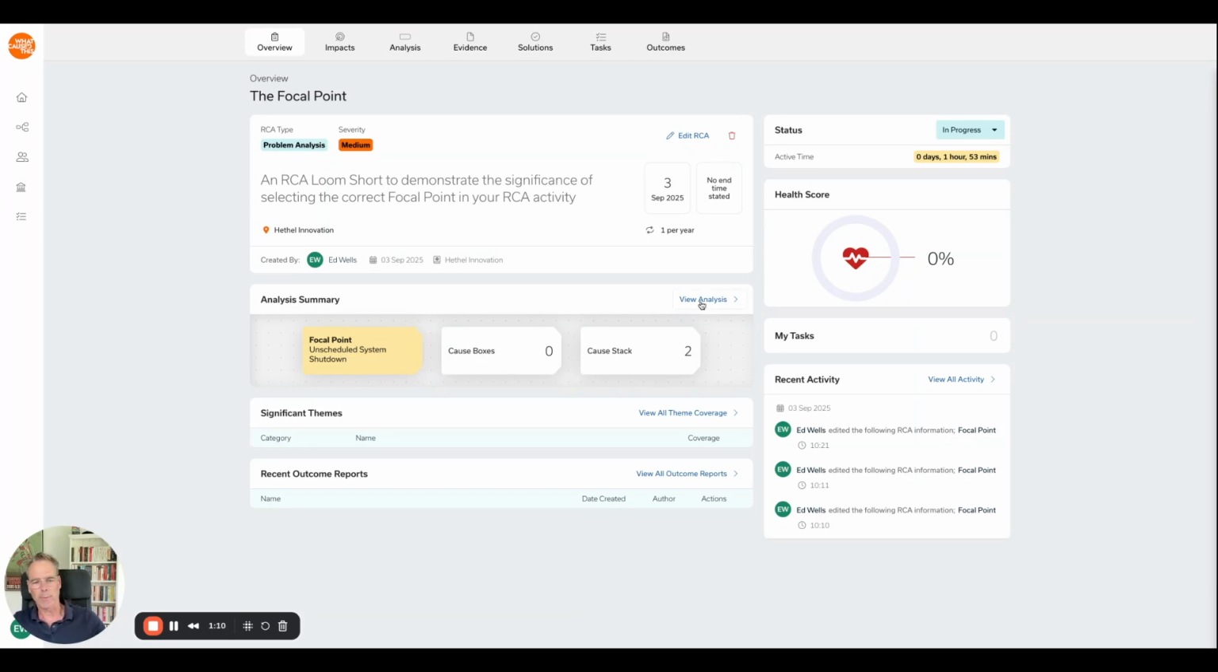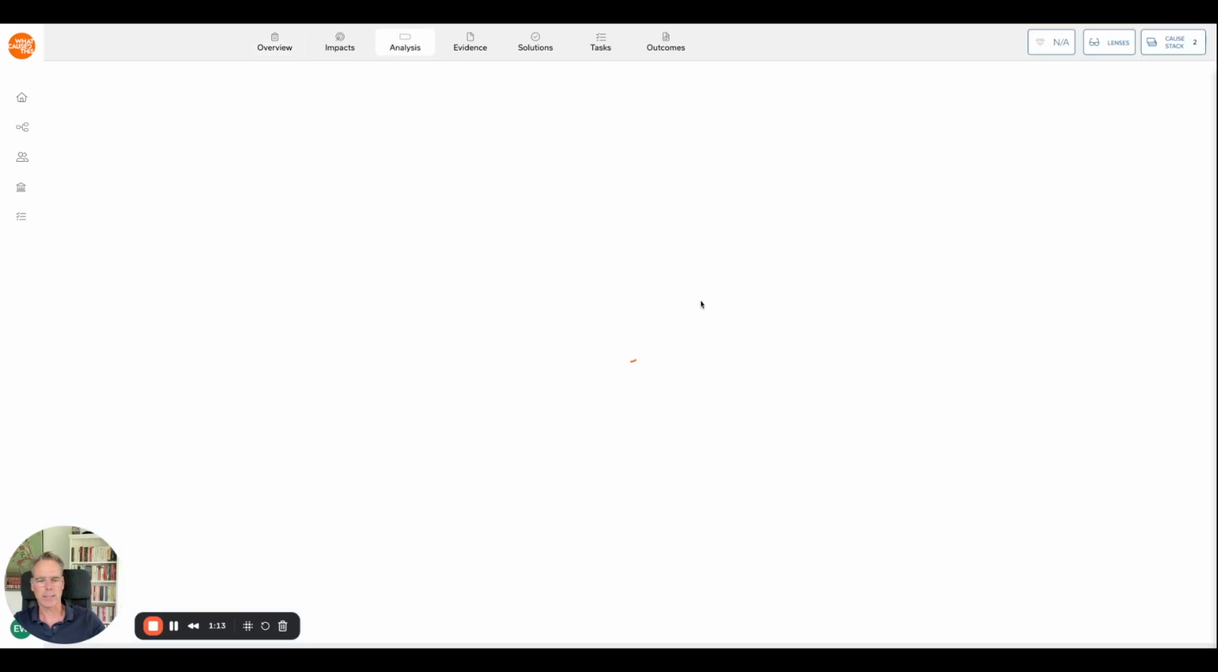So if I go into some analysis that I've prepped to demonstrate this simple principle, you can see here that I've begun an RCA and I've nothing more on my RCA than essentially my starting place, my focal point, which is my unscheduled system shutdown in this case. So I and my team are investigating an unscheduled system shutdown at our organisation. Ultimately that's where we start, and we're hoping that our causal logic, our root cause analysis, will drive us back towards the systemic root causes, plural, of that particular incident.